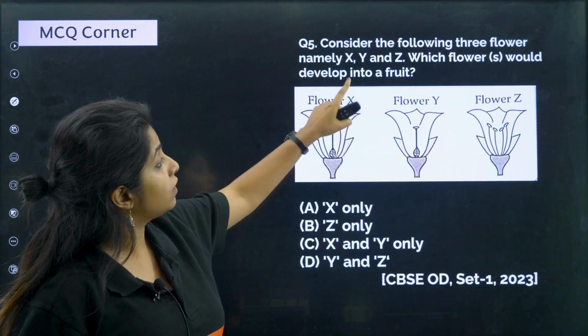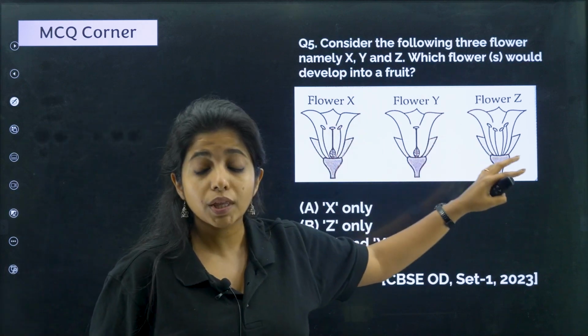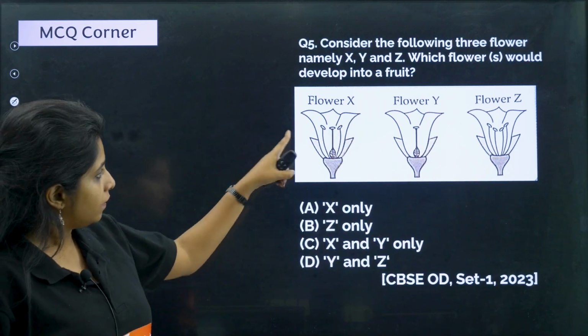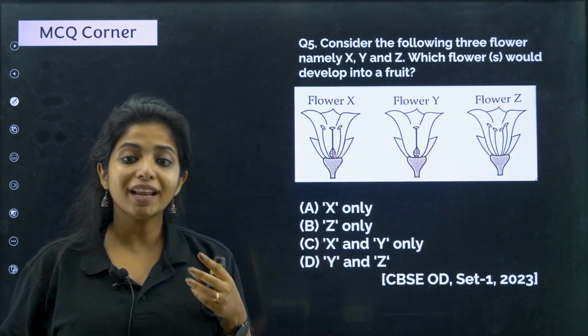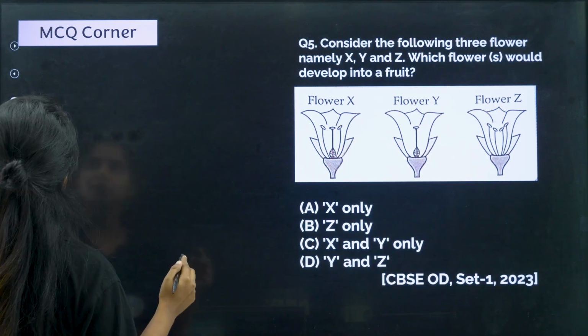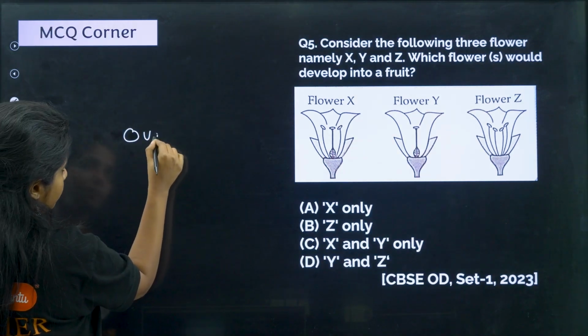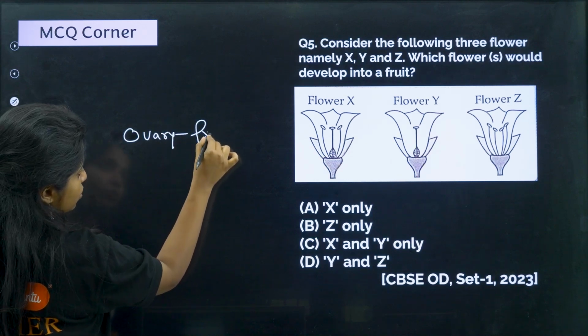Which flowers would develop into a fruit? Which among them do you think will develop into a fruit? Will X develop into a fruit, my dear children? For a fruit, what do you need? What develops into a fruit? It's the ovary that develops into a fruit.